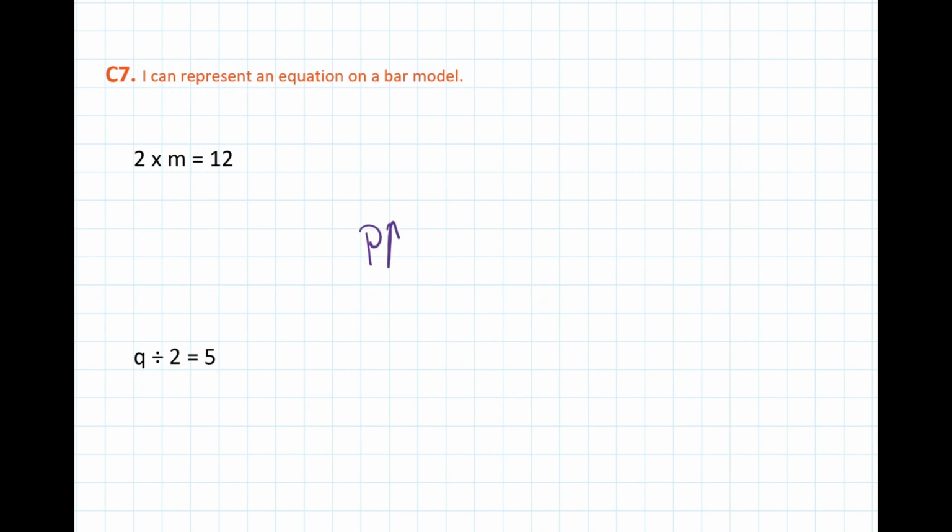Pause the video now and try to write down the bar model and the number sentences for these two questions.